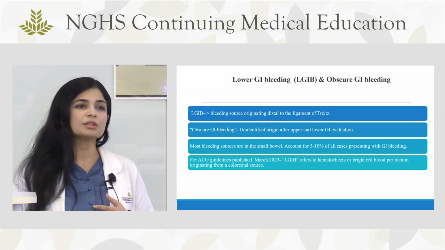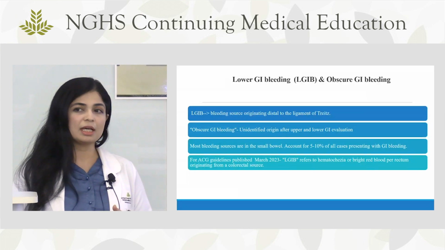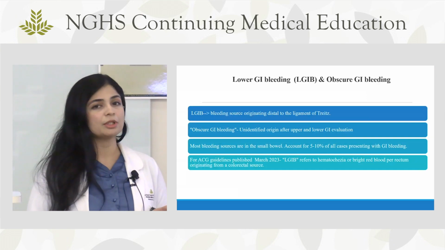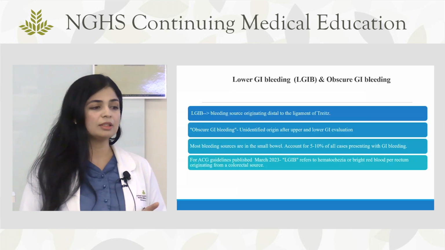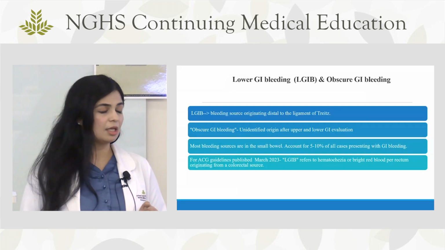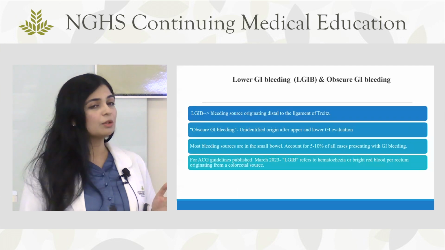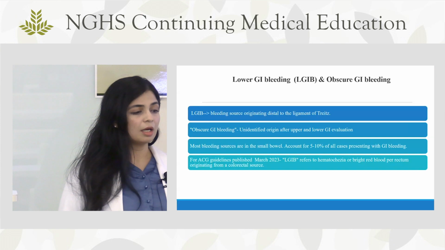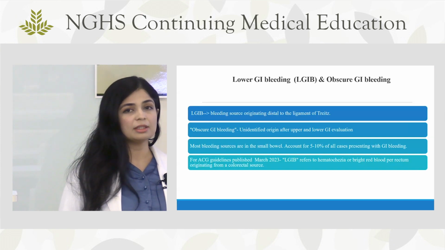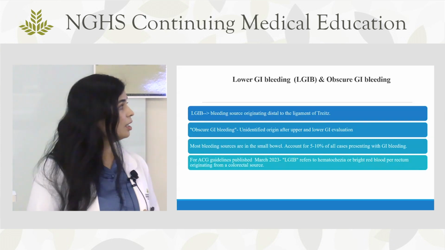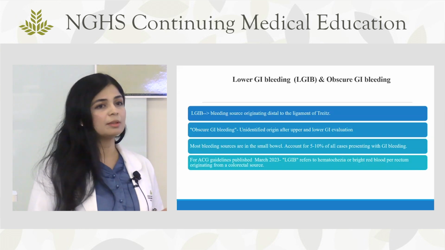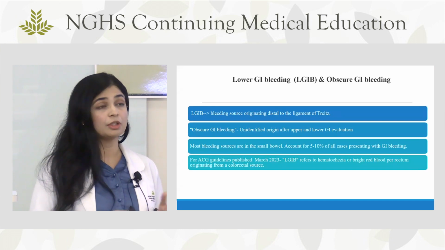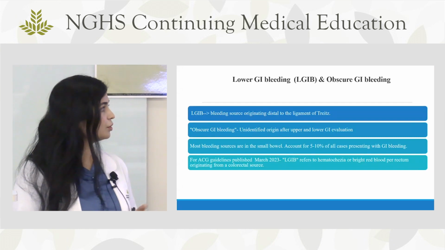Obscure GI bleeding is a term that is reserved for patients that have no identified source of bleeding after an upper and a lower GI evaluation. So that's when you call it obscure GI bleeding. And we'll go through some of the recent techniques or interventions that are now used to find out where the bleeding is coming from. Obscure GI bleeding is a term that ACG is now only reserving for when there is nothing identified after the use of all of those investigation tools.